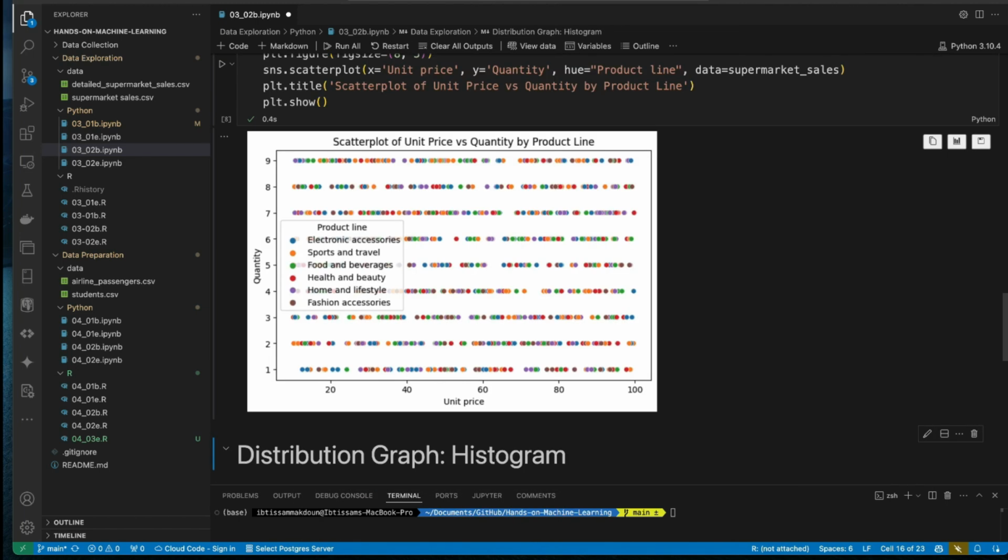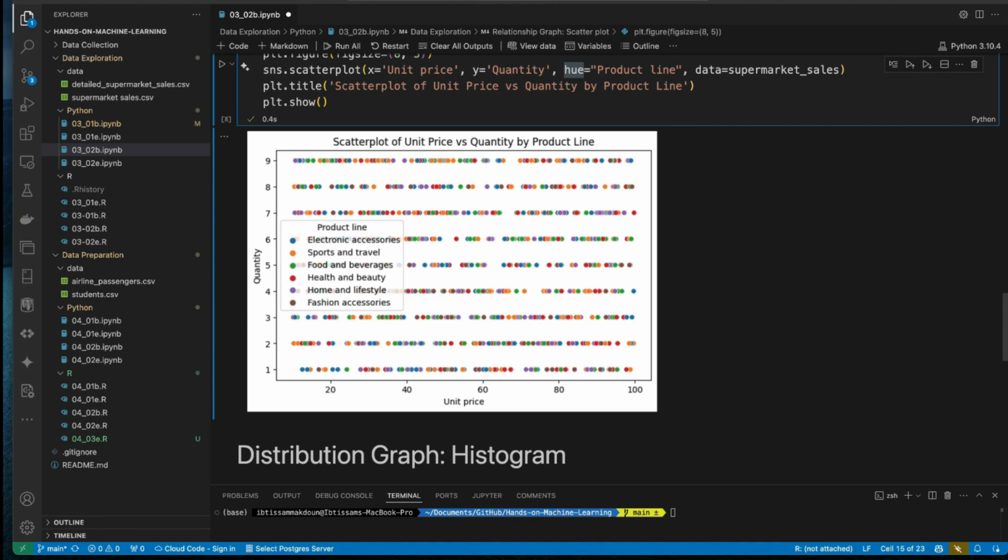This scatter plot visualizes the relationship between unit price and quantity sold for different product lines. Each dot represents a specific product with its corresponding unit price and quantity. The color of the dot indicates the product line, which we set using the hue argument. This scatter plot is useful for identifying trends and patterns, such as whether higher priced items tend to sell in lower quantities, or if certain product lines have a distinct relationship between price and quantity.